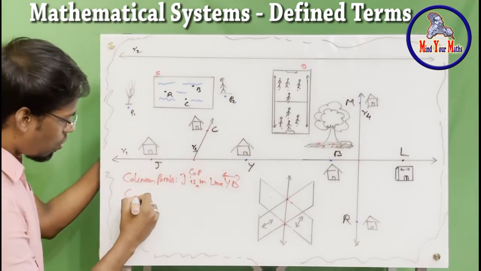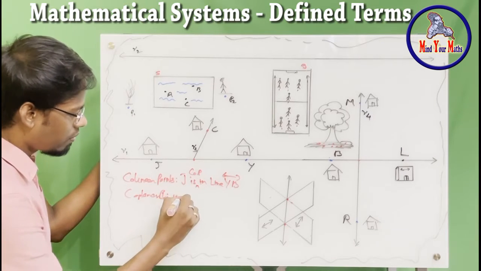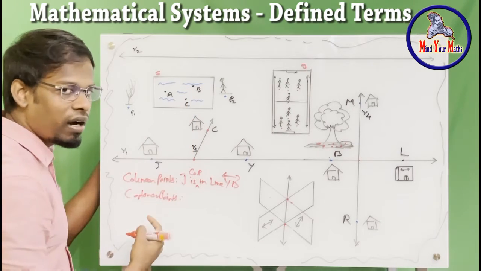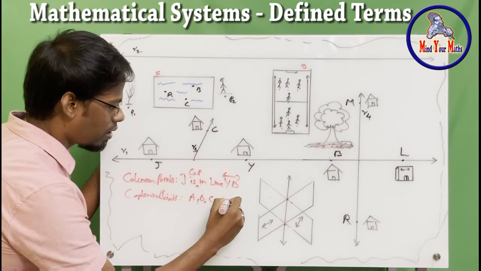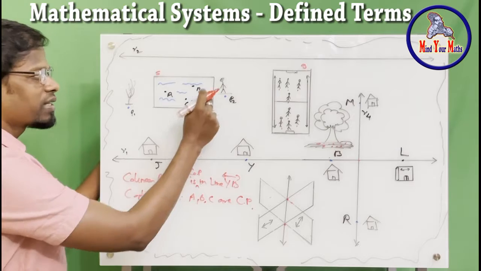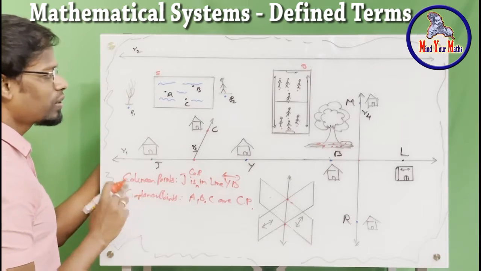Coplanar points, right? Okay, so points A, B, C are coplanar points. A, B, C are coplanar points, right? Because they are inside the same plane. Got it? Okay, so now let's see.